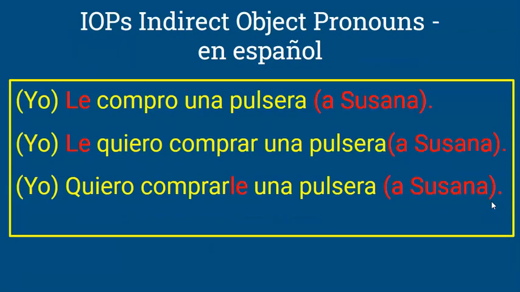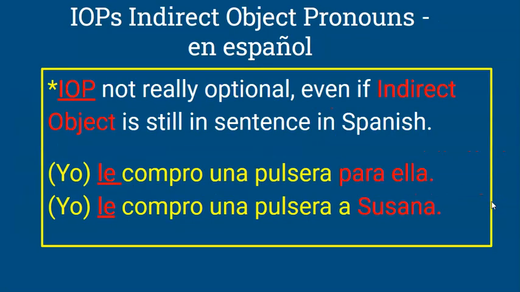And this is what it would look like in Spanish. Le compro una pulsera. Le quiero comprar una pulsera. Quiero comprarle una pulsera. We have a Susana in parentheses if you want to use that for emphasis or clarification.